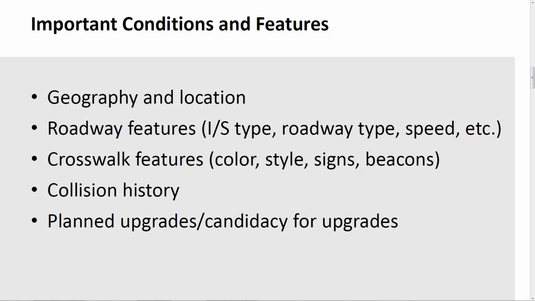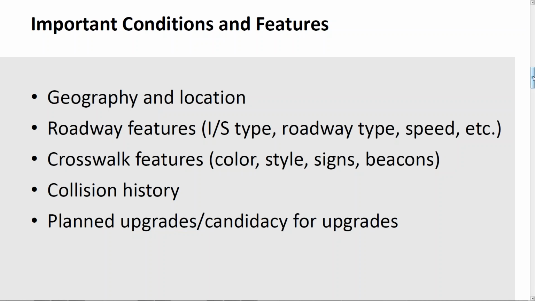And then collision history, maybe one of, if not the most important feature. We keep that updated with the latest 5 years of data available, and we look at both overall crashes and specifically serious bicycle and pedestrian crashes. That will really help us prioritize locations when we have a large number of them. We need some sort of tiebreaker.